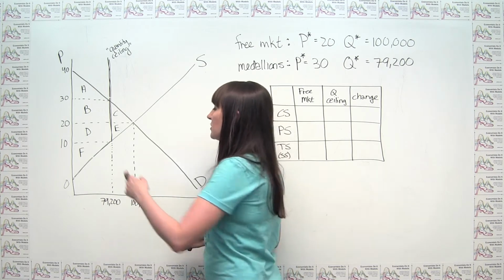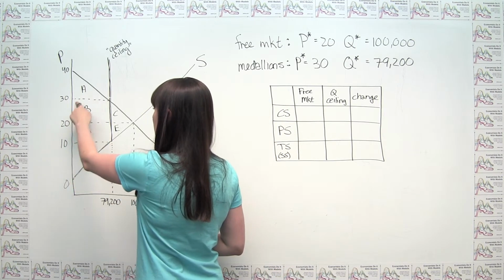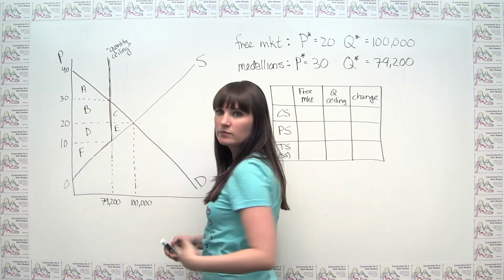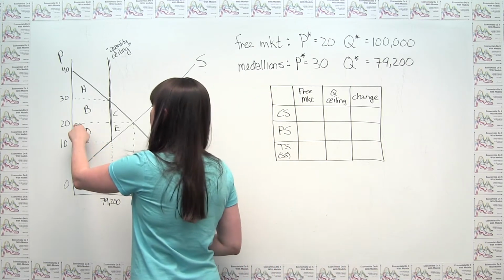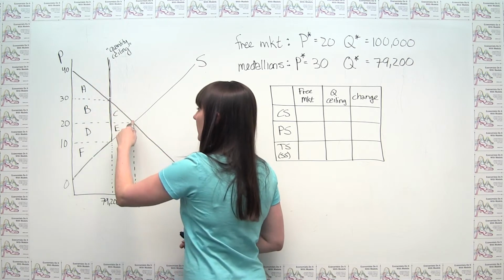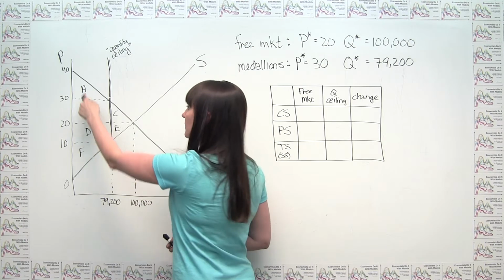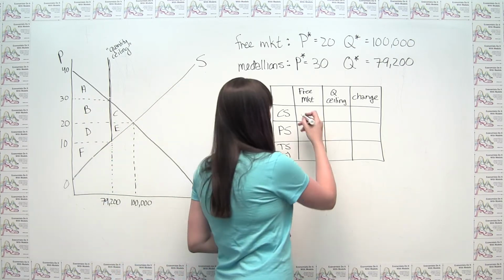So we say the consumer surplus is everything above the price that the consumer pays. So with the quantity ceiling, it's going to be this price. In the free market, it's this price. Let's just do free market first. So we say it's everything above the relevant price to the consumer, below the demand curve, to the left of the quantity being transacted. That's just going to leave us with areas A, B, and C. So we can just put A plus B plus C here.